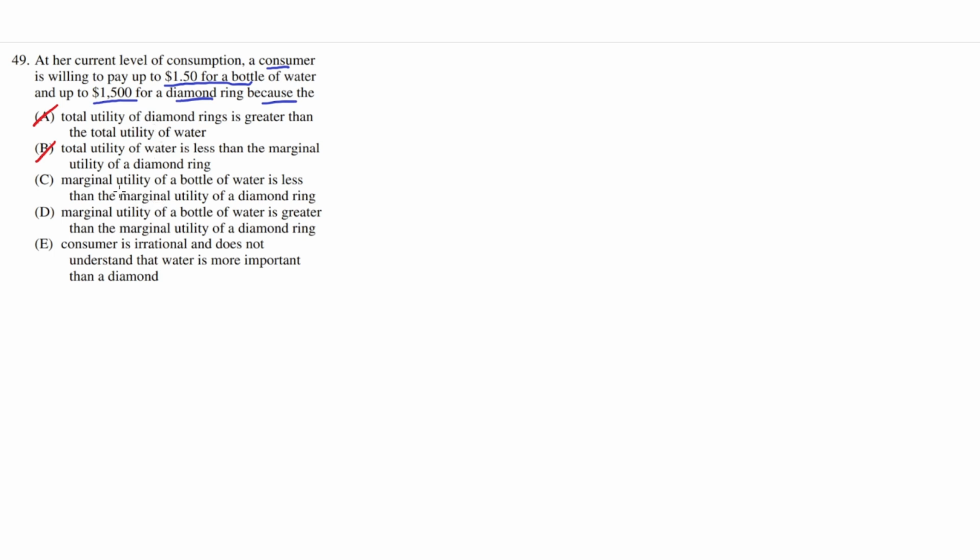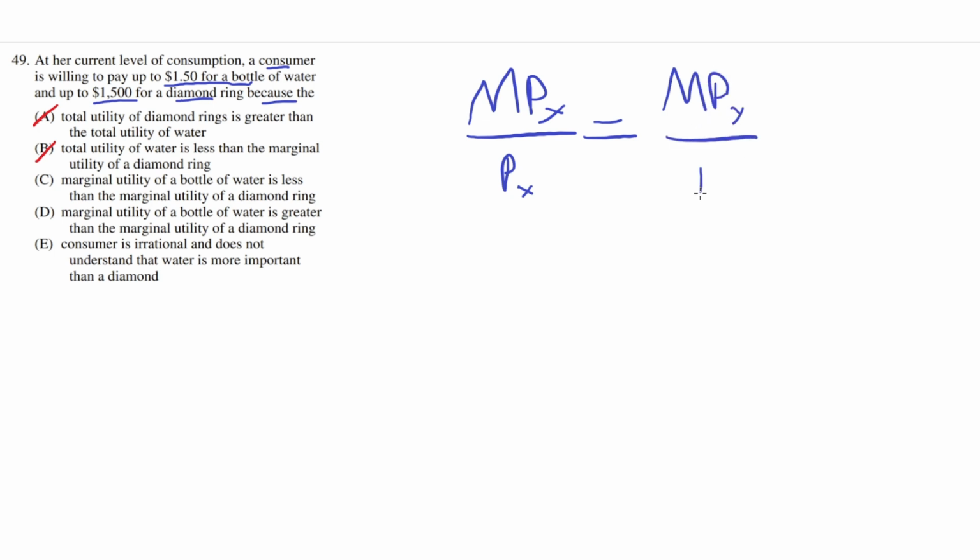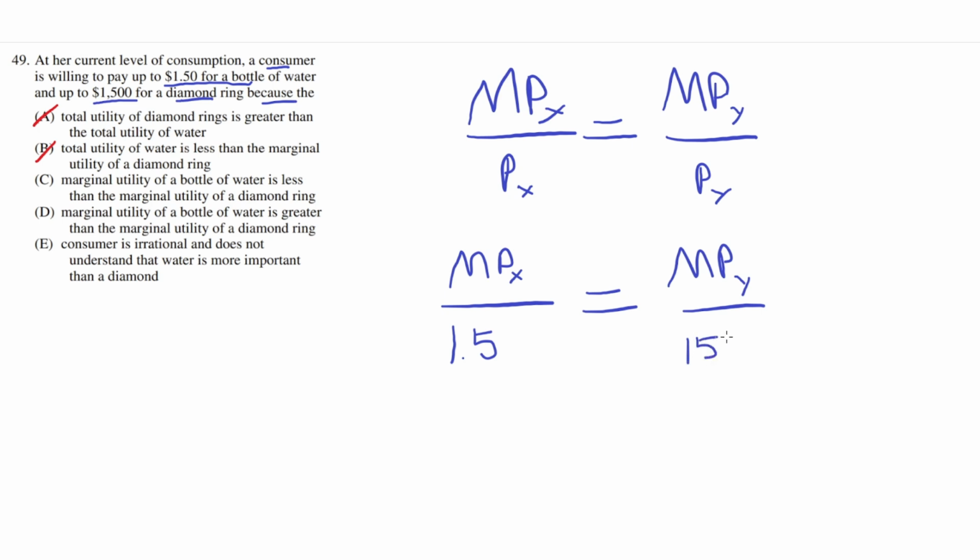This seems to be the correct answer because the marginal utility of a bottle of water is likely less than the marginal utility of a diamond ring because of the formula MP of X over price of X equals MP of Y over price of Y. We can clearly see that if the price of X, we'll call this price of water, is 1.5, and the marginal product of Y is diamonds, and the price is 1,500, then the marginal product of Y must be really high compared to the marginal product of the water.